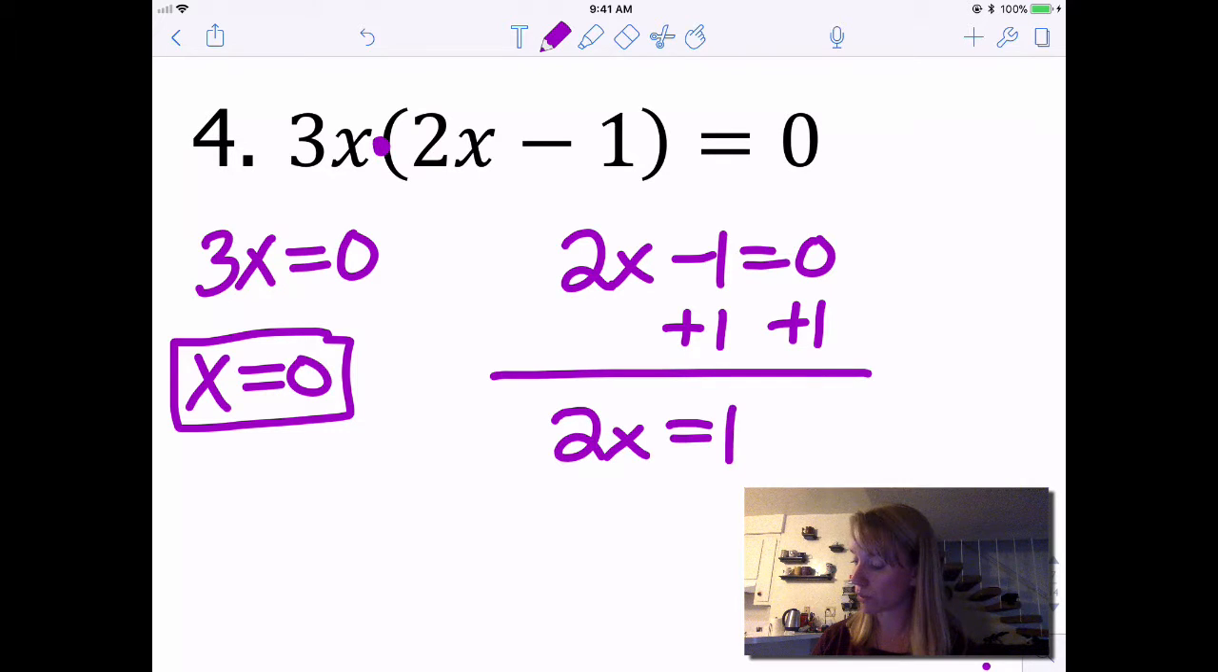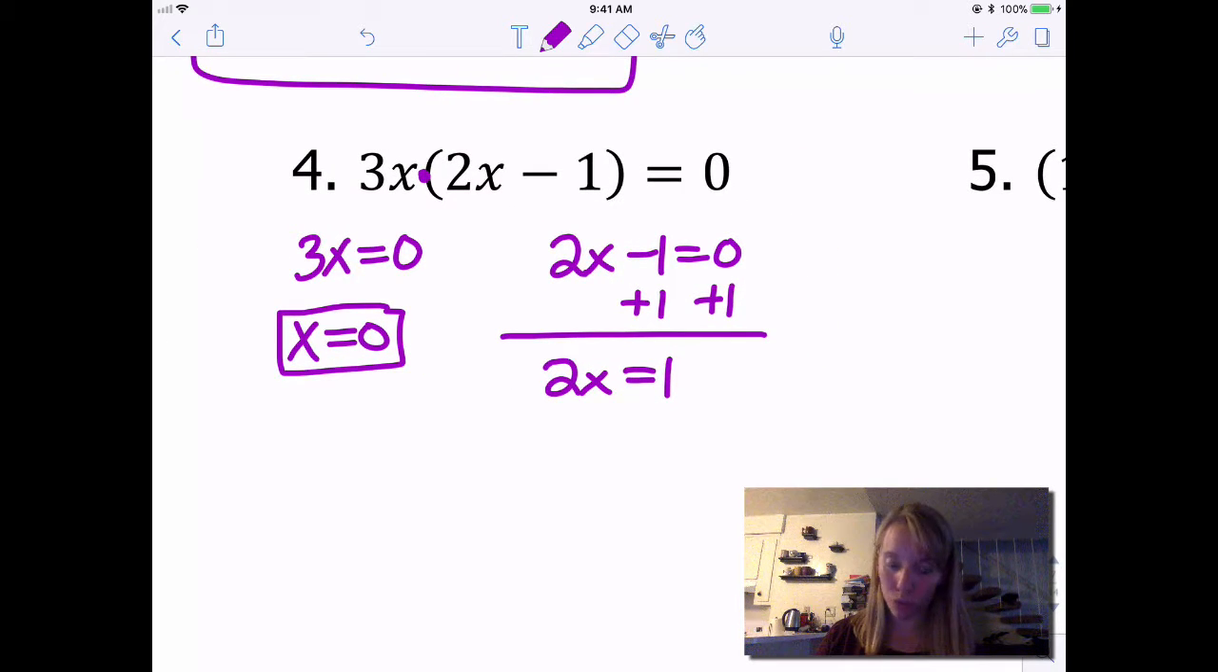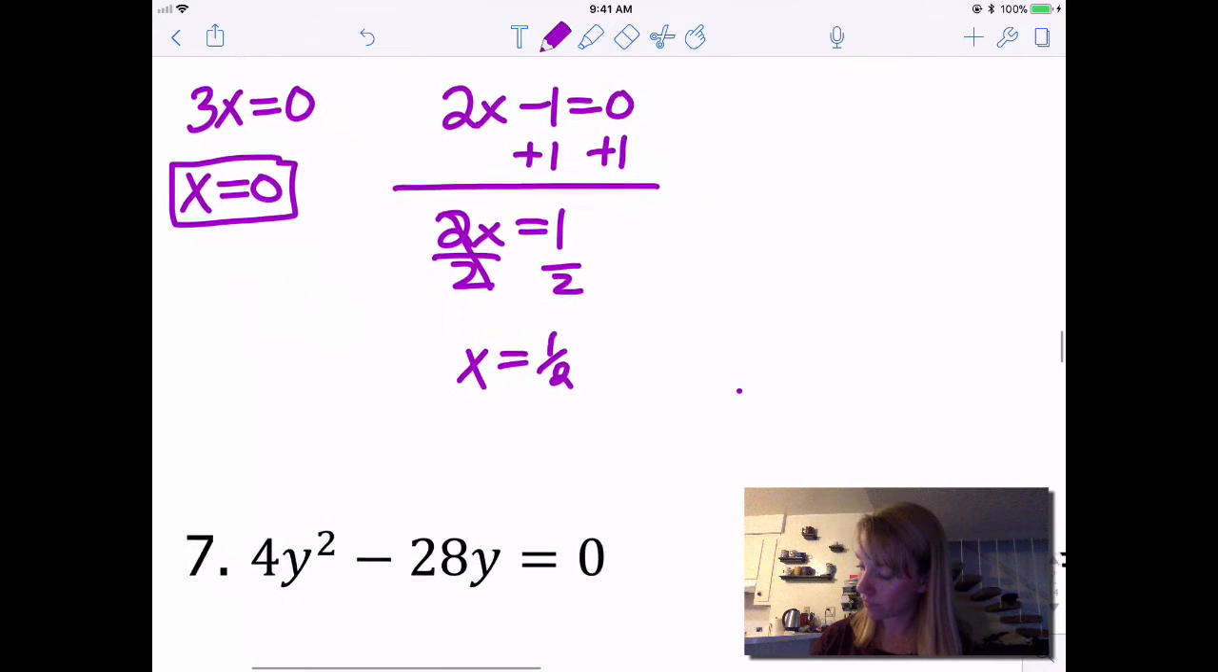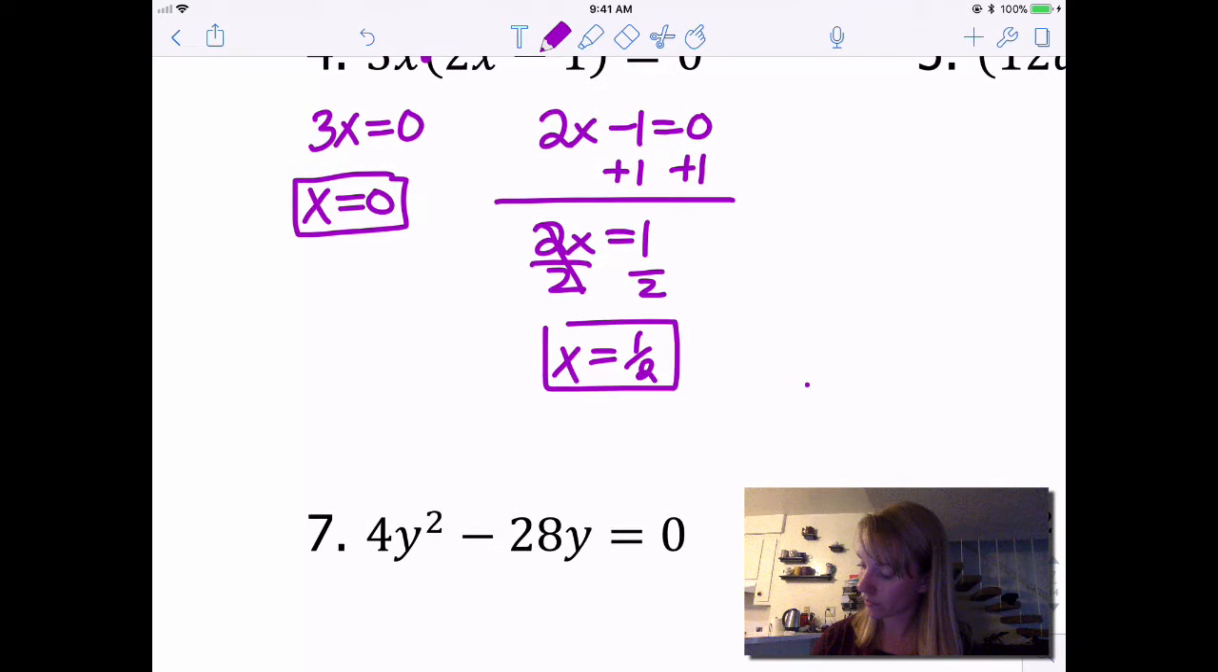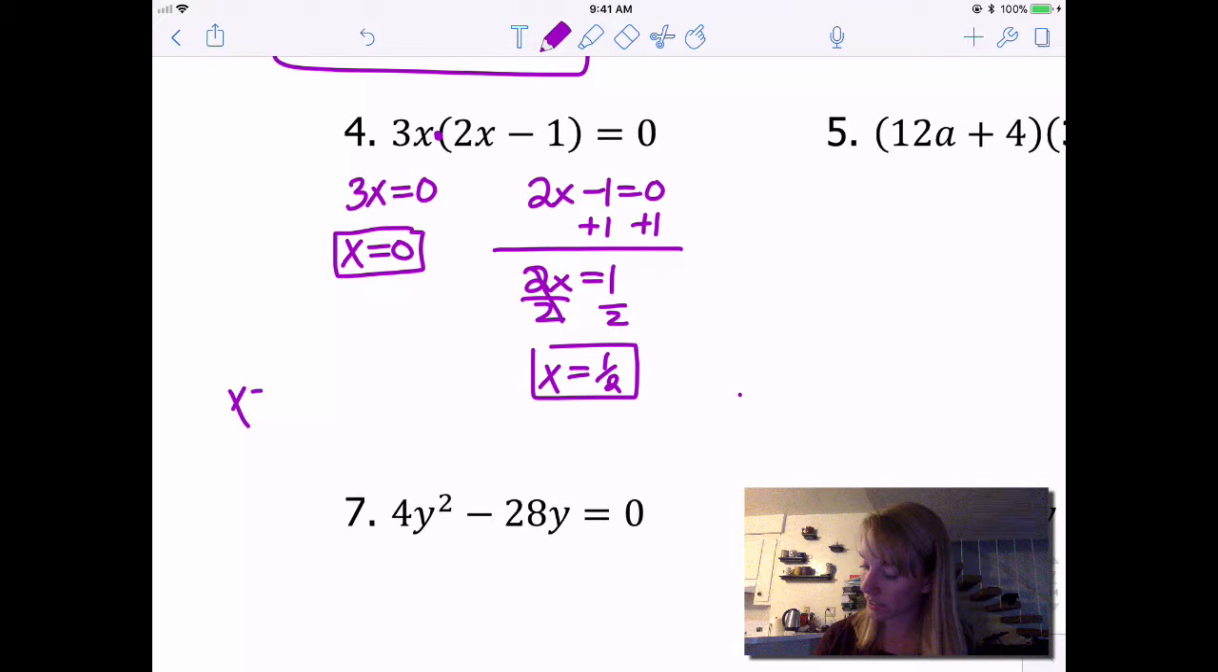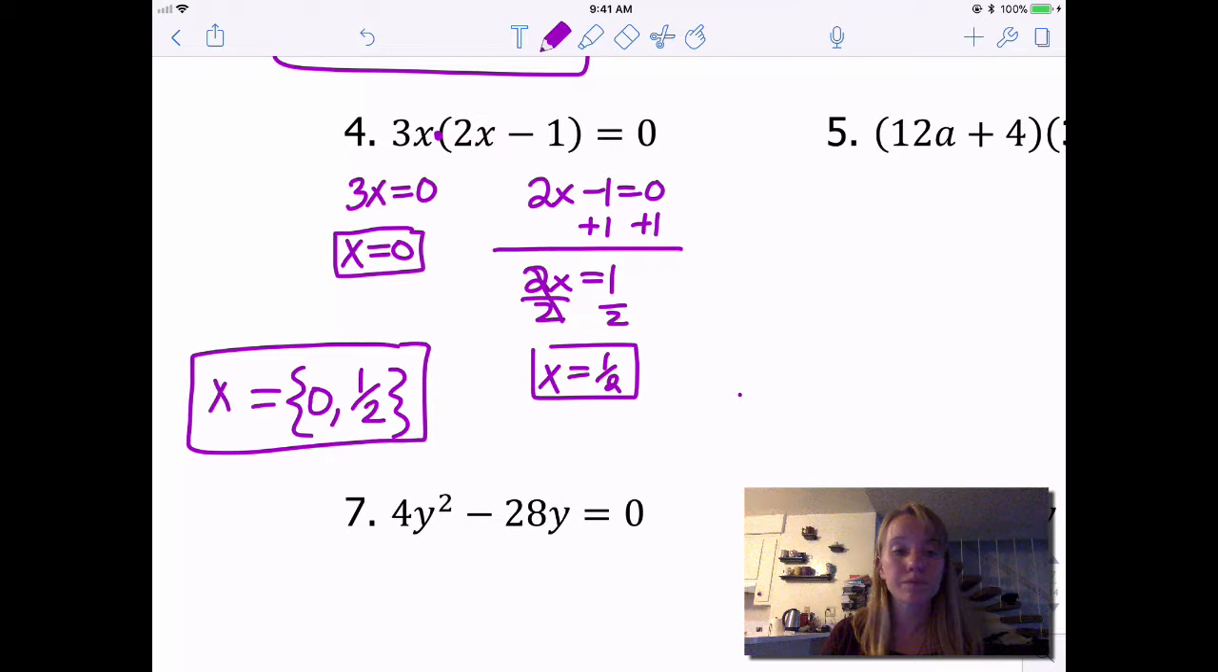2x equals 1. That is not 2. Make sure that you divide by 2 on both sides, and x is 1/2. So final answer, x is equal to 0 or 1/2. Final answer.